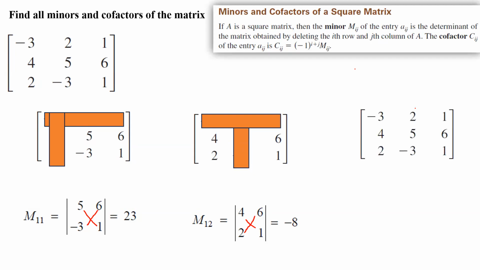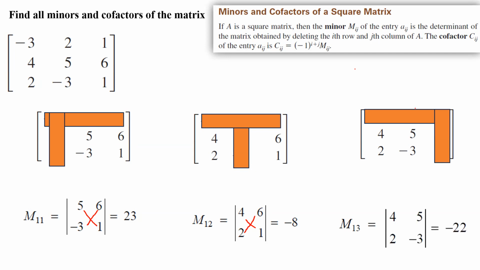Now, let us calculate the minor for the first row and the third column. So the first row is deleted now. The third column is deleted now. You end up with a 2x2 matrix. What is the determinant of this 2x2 matrix? -3 times 4 minus 2 times 5, which is -22. We have more minors to calculate. So this is just the very first slide, calculating the minor for the first row, first column, the minor for the first row, second column, the minor for the first row and third column.